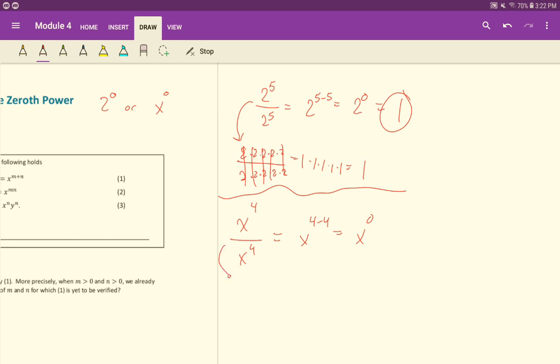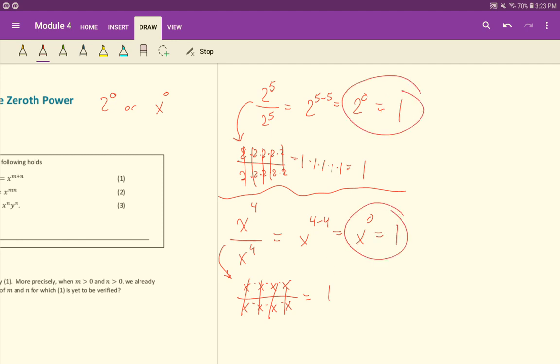Again, let's rewrite this: x times x times x times x over x times x times x times x. And look at what happens again. Cancel, cancel, cancel, cancel. We get 1. So in other words, x to the 0 is 1, just like 2 to the 0. So in general, that is going to be the value of something raised to the 0th power.